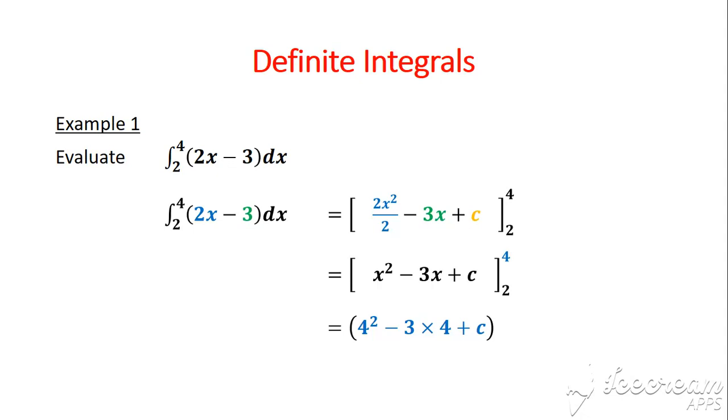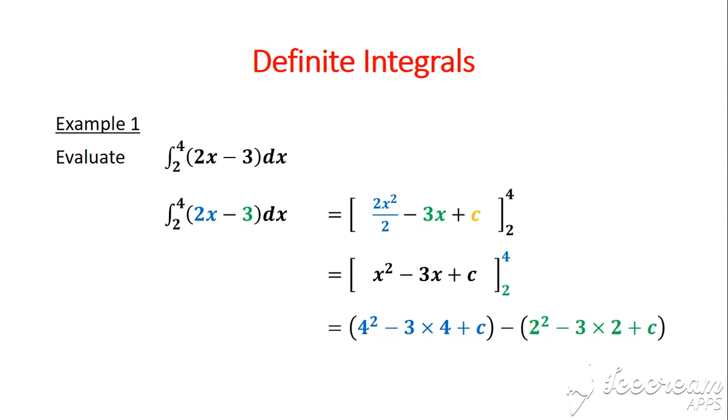All right, so now what do we do? We take the upper limit of 4 and we substitute into this new function. So we go x squared minus 3x plus c. So we substitute and write 4 squared minus 3 times 4 plus c. We then take away, and then we substitute in the lower boundary of 2 into the same expression of x squared minus 3x plus c. So we get 2 squared minus 3 times 2 plus c.